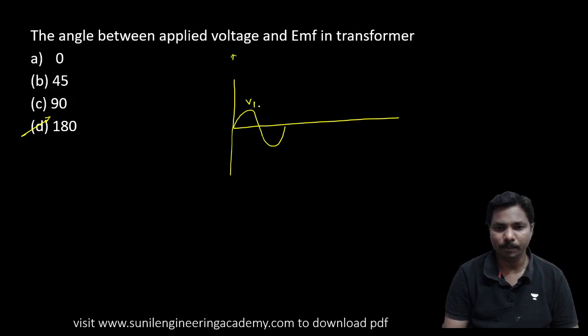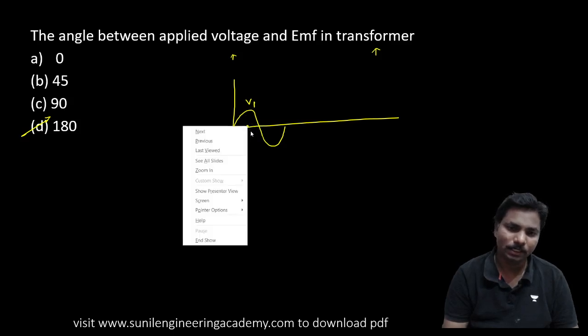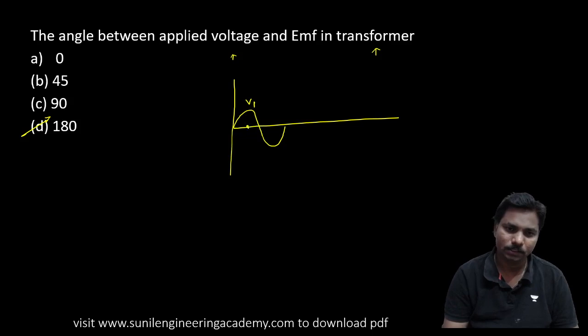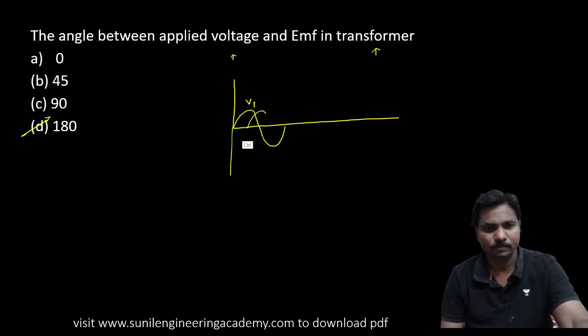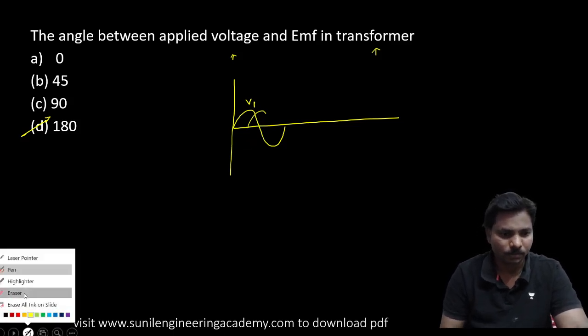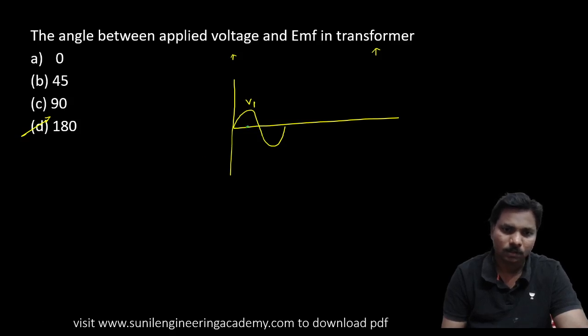Whenever you have given the supply to the transformer, it has a winding now. Winding is nothing but just like an inductor. So inductor current lags by 90 degrees. So after 90 degrees generally the current is flowing, correct? After 90 degrees the current is flowing.